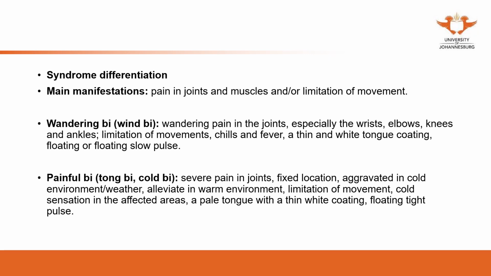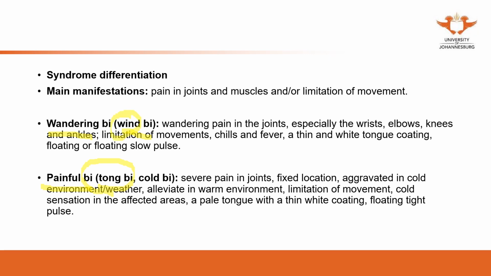There are some subcategories of Bi syndrome. The wind Bi, the painful Bi or Tong Bi. Tong is the Chinese name, in Mandarin. Tong means painful, so painful Bi. Wandering Bi. Wandering means something moving. Why do we say wind Bi? Because the characteristic of wind is something moving.